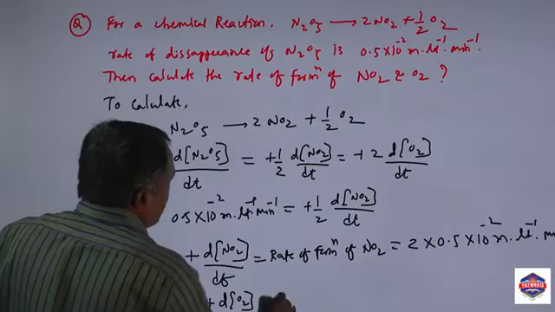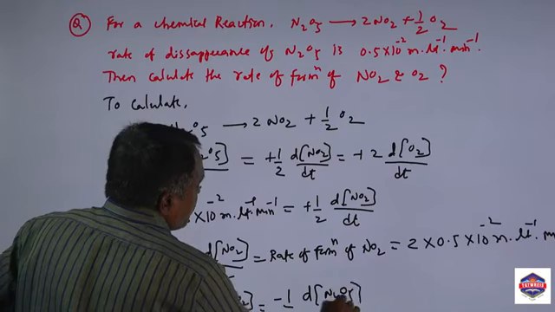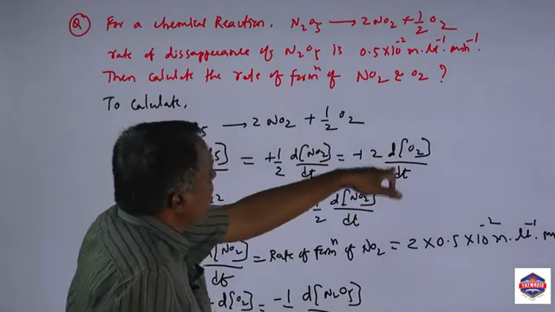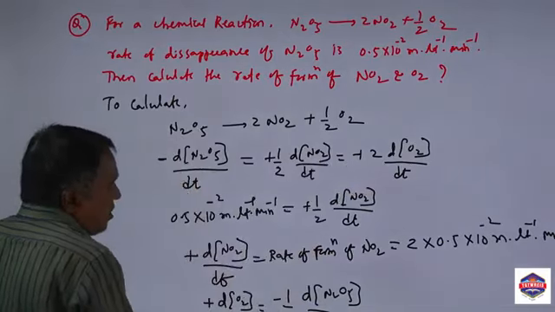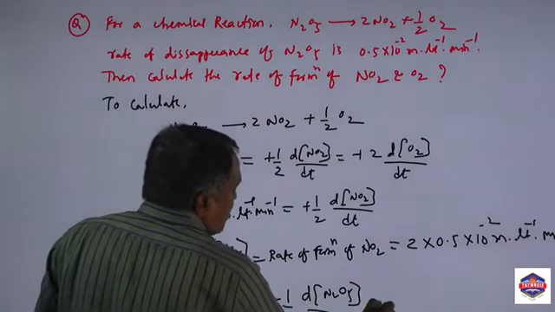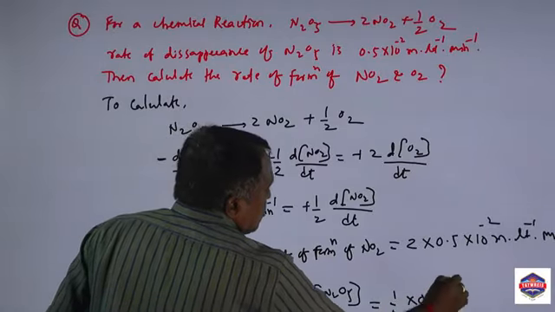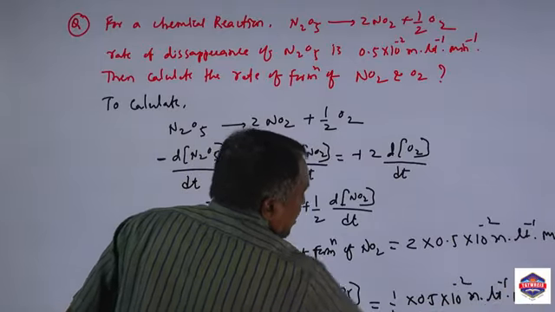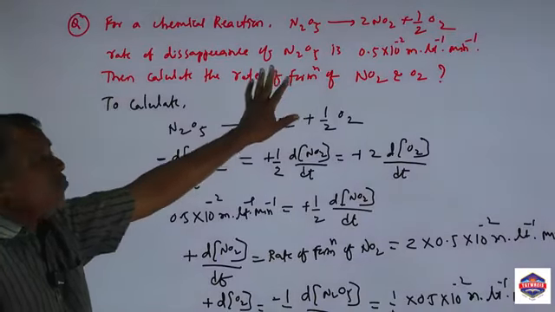Minus 1 by 2 dN2O5 by dt from this equation. So plus dO2 by dt is equal to, by cross multiplication, minus 1 by 2 dN2O5 by dt. But minus dN2O5 by dt is already given, therefore it is equal to 1 by 2 into 0.5 into 10 to the power of minus 2 mole liter inverse minute inverse. So this is the way to calculate the rate of formations of NO2 and O2.